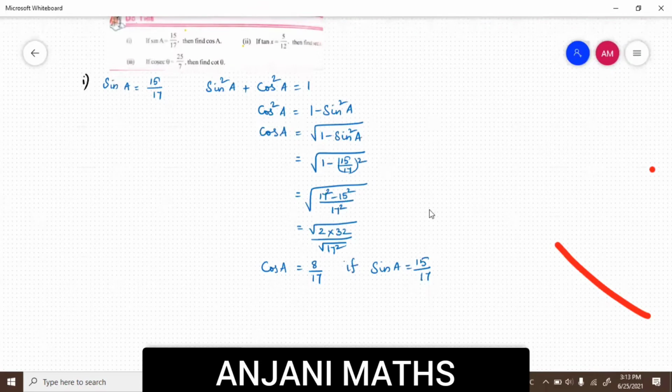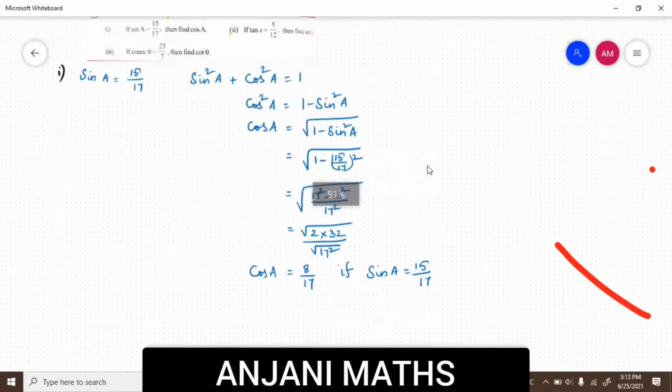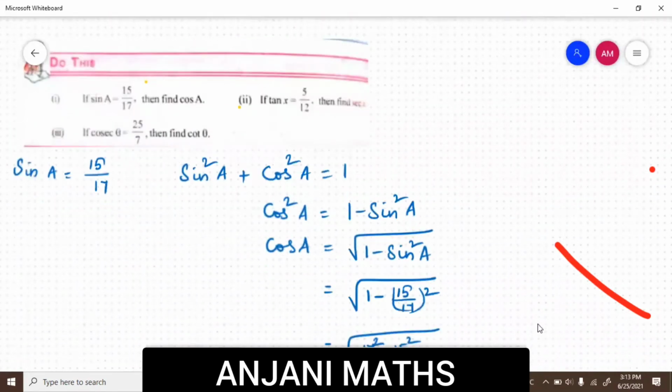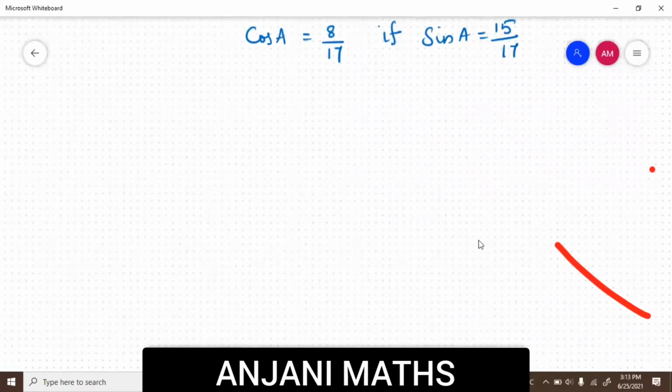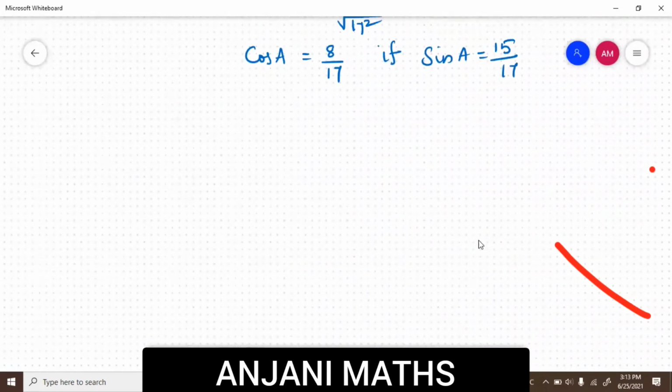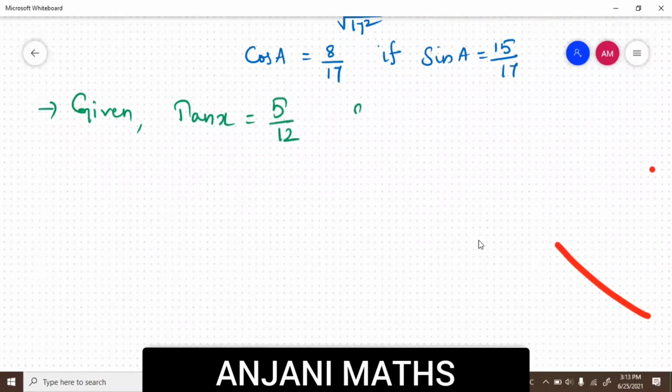Similarly, tell me, tan x is equal to 5 by 12. Then how to find secant x? Given tan x is equal to 5 by 12, how will we find secant x?